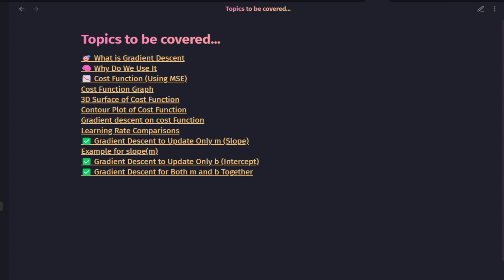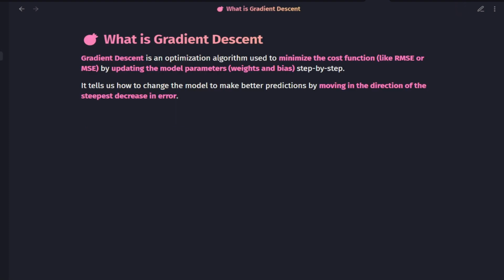Let's begin with the first topic, what is gradient descent? Gradient descent is an optimization algorithm used to minimize the cost function like RMSE or MSE by updating the model parameters, weight and bias, step by step. It tells us how to change the model to make better predictions by moving in the direction of the steepest decrease in error. Let's understand what this means in a clearer way.